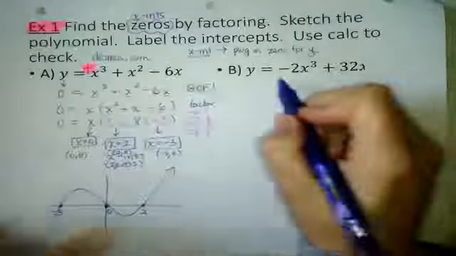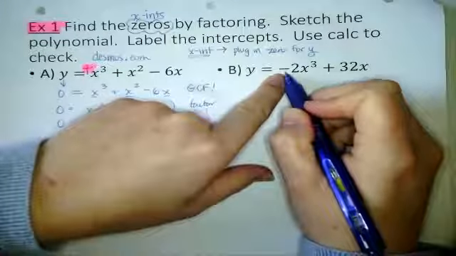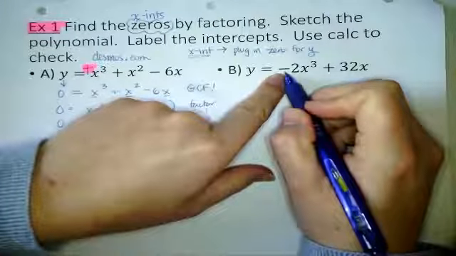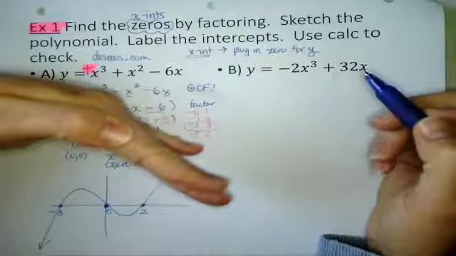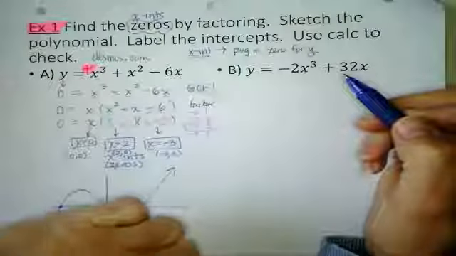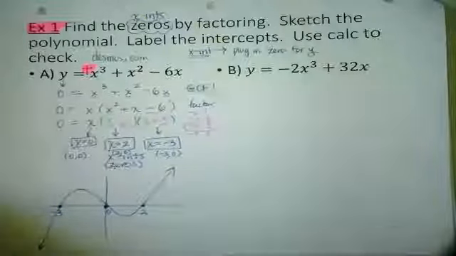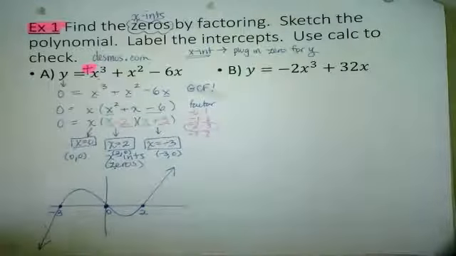Okay, let's look at this one. Notice this is negative. What do you think it's going to look like? Well, if you said downhill, you're right. It should start up high and end down low. Really important that you see that. So we're going to pay close attention to that.